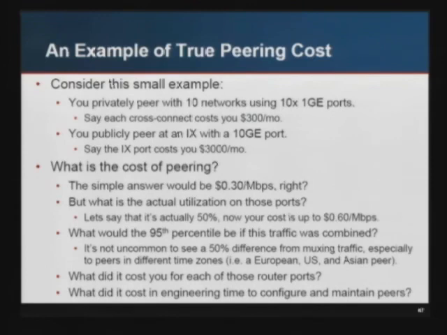So what did it cost you for those router ports? What did it cost you for that engineering time to configure and maintain those peers? And the reality is that if you could go out and buy transit traffic at $1 or $1.50 or something along those lines, it might dollar for dollar actually be cheaper than your 30 cent a meg peering, or your free peering if you think of peering as free.